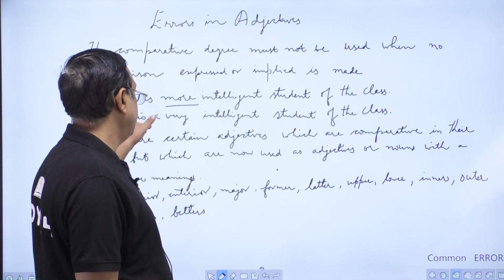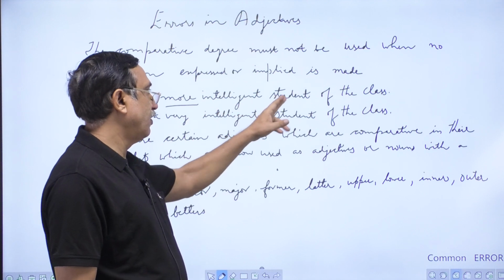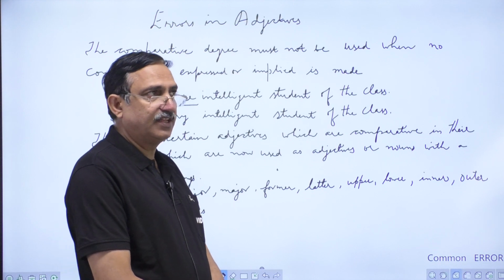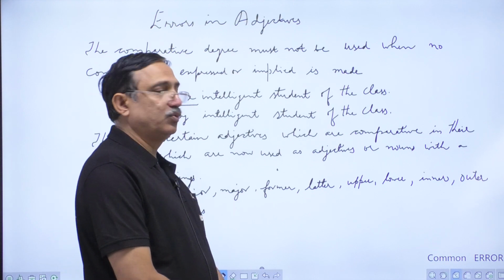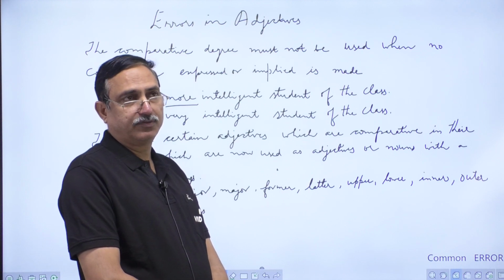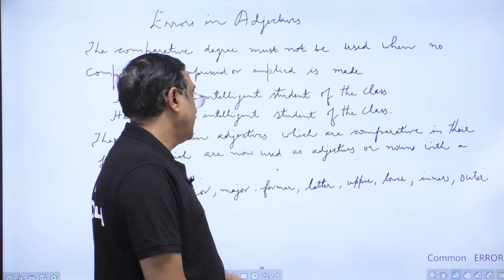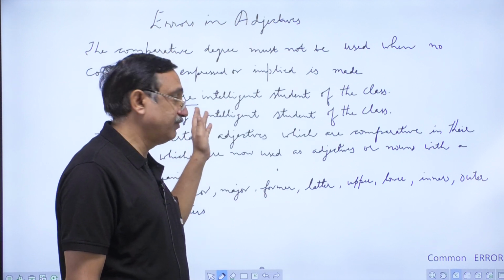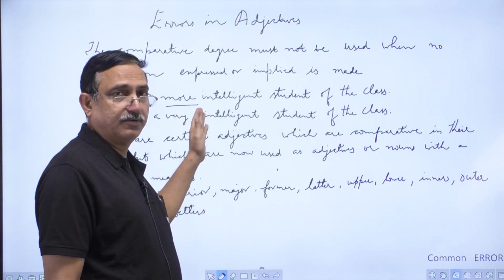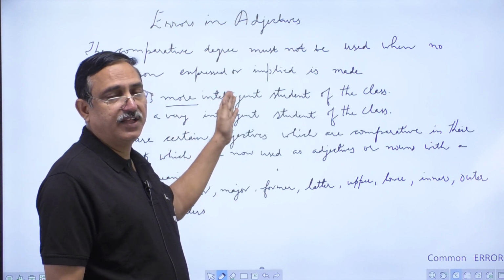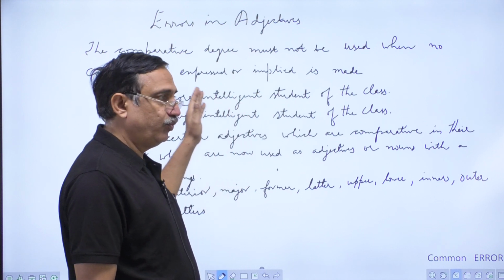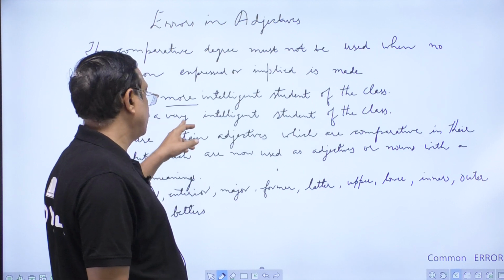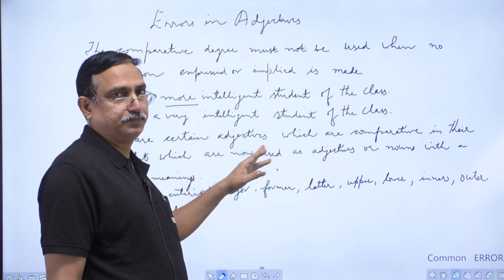We have a sentence, he is more intelligent student of the class. So in this sentence, you see that he is not compared to other students of the class. So no comparison is made, so we cannot use a comparative degree. Actually, as far as adjectives are concerned, intelligent, more intelligent, most intelligent, these are the degrees of adjectives. So we should avoid using comparative degree here.